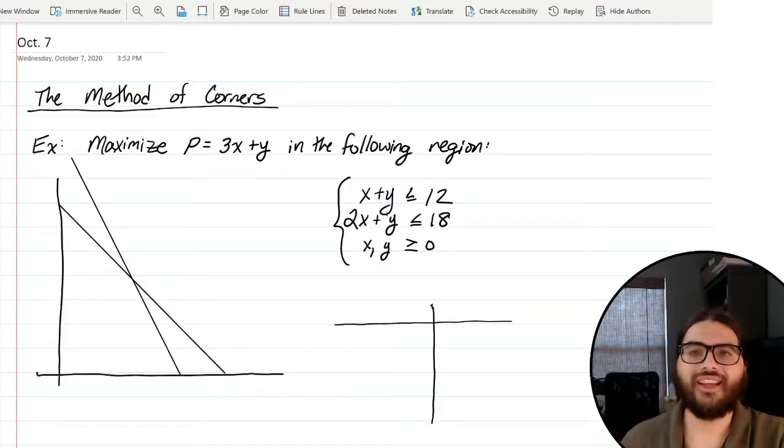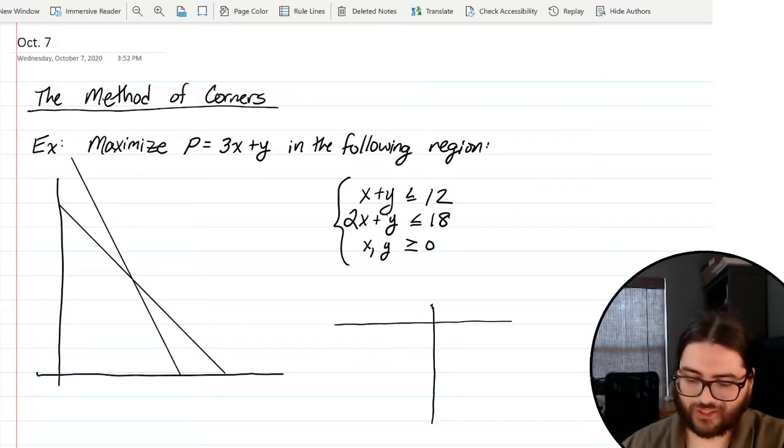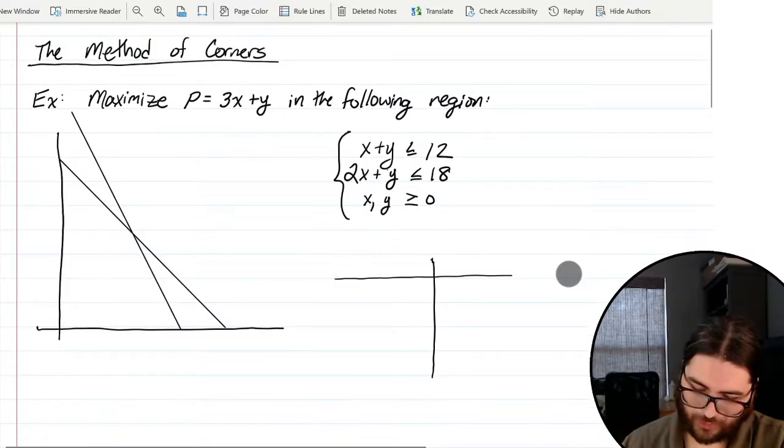And so today, we'd like to develop that into the method of corners, which basically says we have a region. Let's find out what the value of our objective function is at the corners. And once we have it there, we don't have to do anything more than that. It's a really nice method. So today should be a bit more concrete. Let's take a look. The first example I'd like to work is this one.